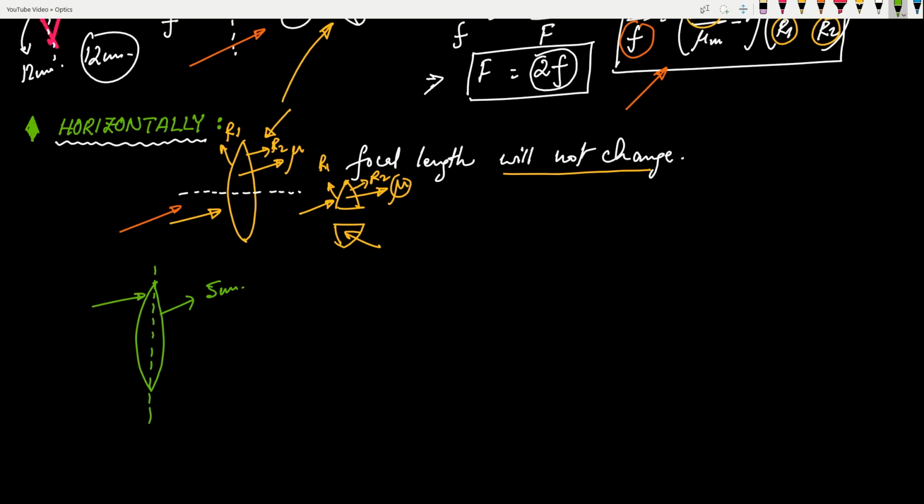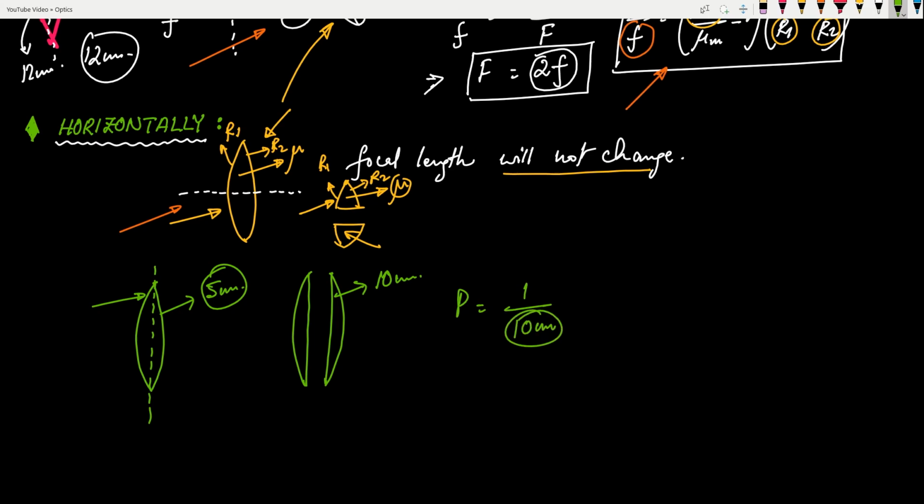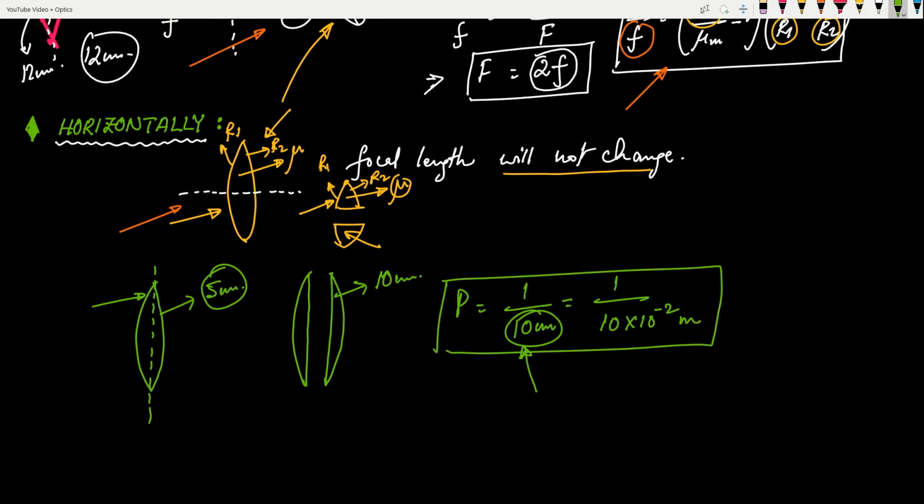Then it's very simple again. If we cut this lens here into these two pieces, then we know the focal length of these two pieces will be double of this. So this will be 10 centimeter. Therefore, the power will be 1 by 10 centimeter. Now you need to convert this into meter. If you convert this, then we will get 10 into 10 to the power minus 2 meter, and then we can get the value of power in diopter. I hope this is clear.